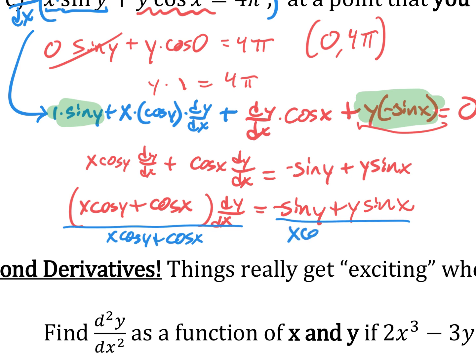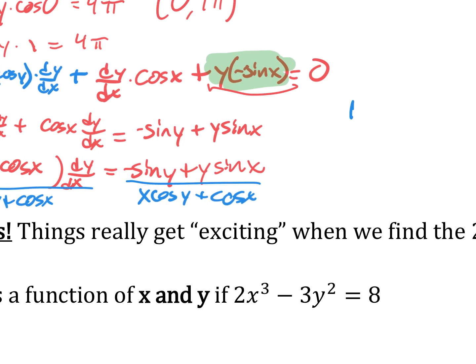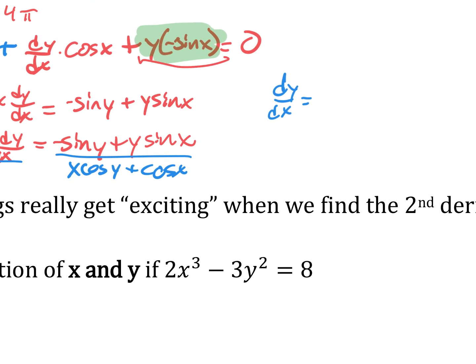x cosine y plus cosine x. And that leaves us with dy/dx equals this fraction we have here: negative sine y plus y sine x, all over x cosine y plus cosine x. Okay, there you have it.